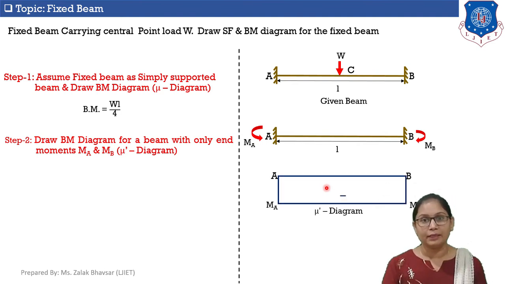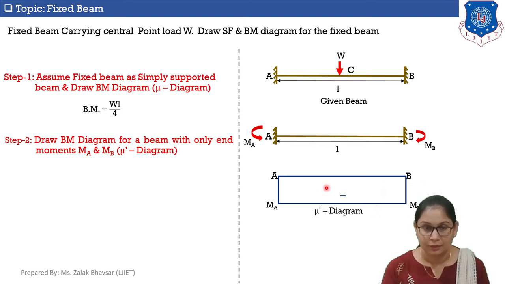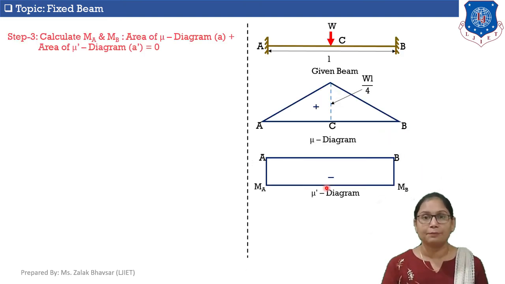Now these are the bending moment diagram, which is called the M' diagram. Here MA is equal to MB. So the bending moment diagram will be a simple rectangle in shape. Okay. Now let's move to step number 3.